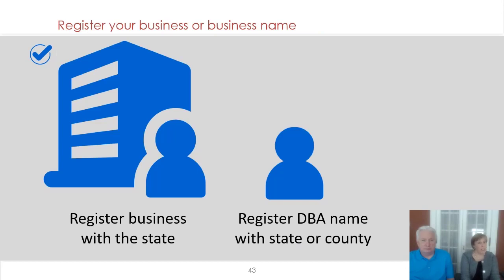So now you've gotten that far. You now need to make your business legitimate by registering it with the proper government entities. In Illinois, we have to register a business with the state, and that's with the Secretary of State's office. And then we also have to register a doing business as name with our county. Sometimes it's with the state.